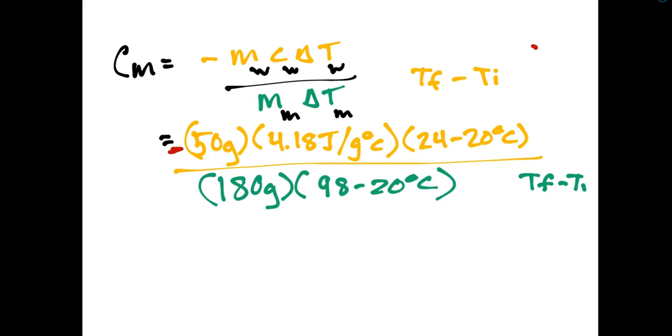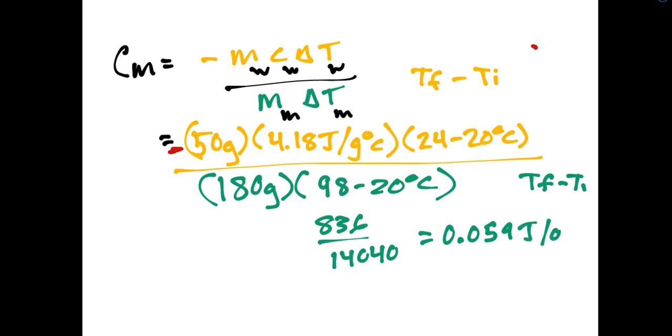So 50 times 4.18 times 4 equals, so we're going to say 836 on the top, and then 180 times 78 equals 14040. That seems pretty high. And I get a number of 0.059 joules per gram degree Celsius. That's really low in terms of what metals really do. But okay, that works. That's how you find the specific heat of a metal.